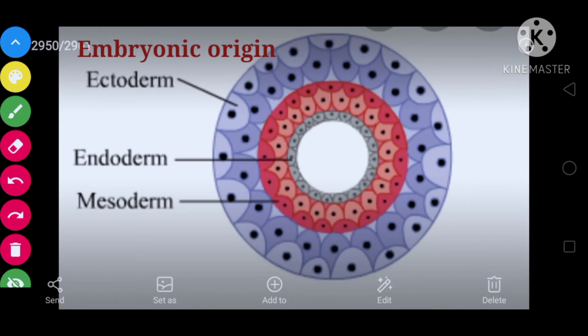The human heart is derived from the mesoderm. Now, what is mesoderm? During embryonic life, the human body is made up of three germ layers: ectoderm, endoderm, and mesoderm. Ectoderm is the outermost layer, mesoderm is the middle layer, and endoderm is the innermost layer. Thus, in simple words, we can say mesoderm is the middle layer of the triploblastic human body.